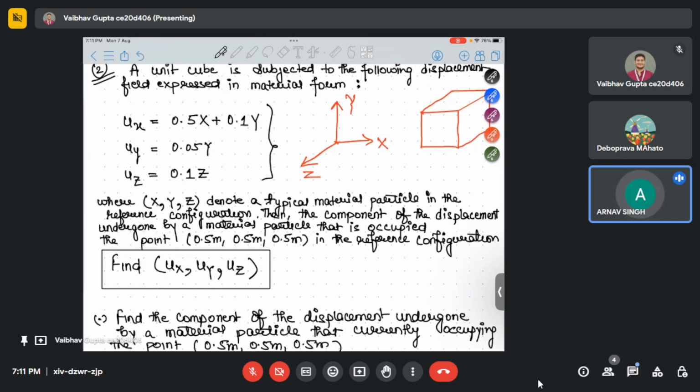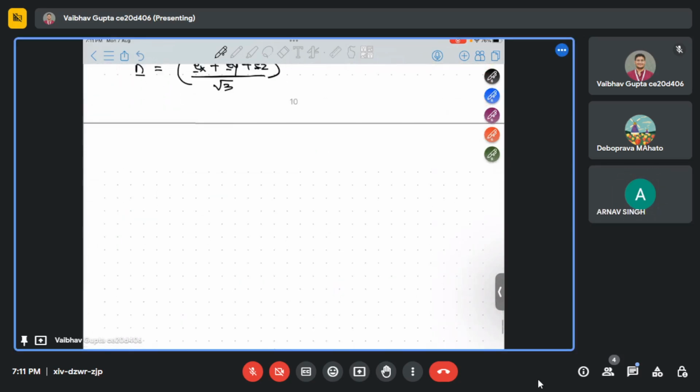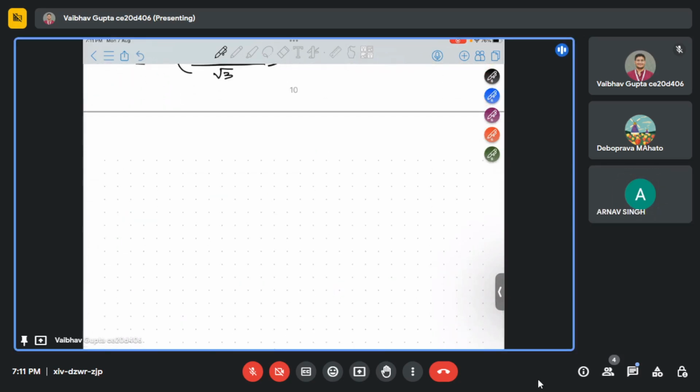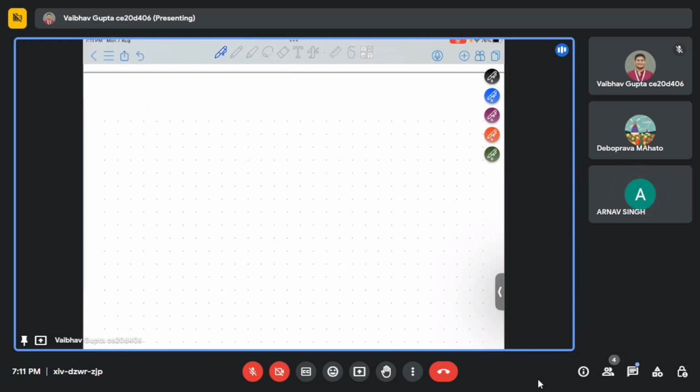Sir, first, like above, we will find the reference point and current point. And after that, simply in such questions, what you have to do is find the relation between small x and capital X. Nothing like that. If you see what is given here, we are given ux.